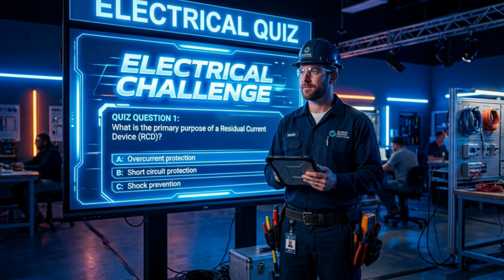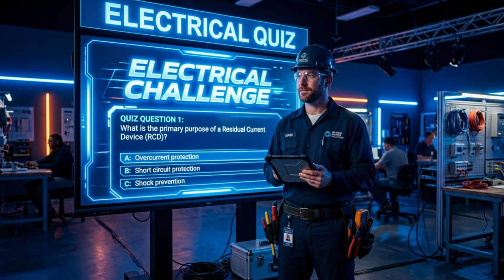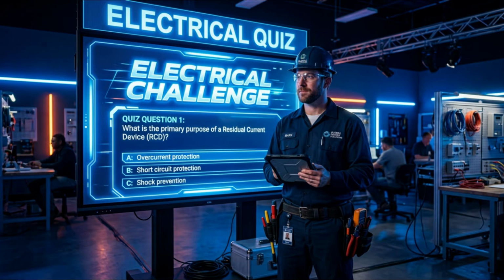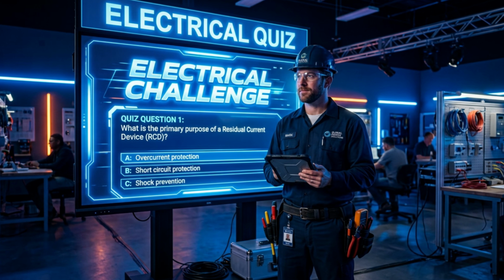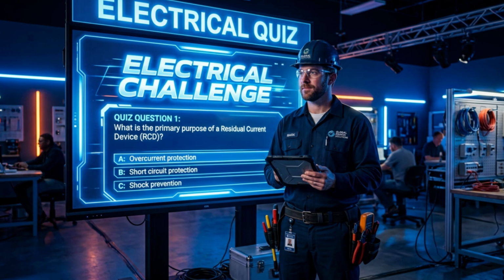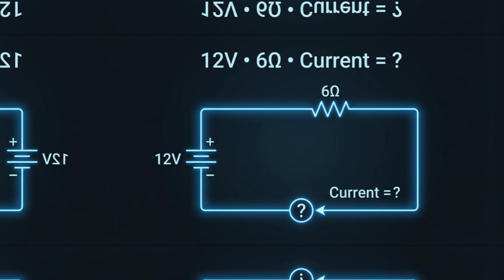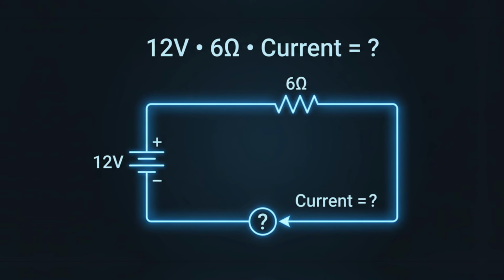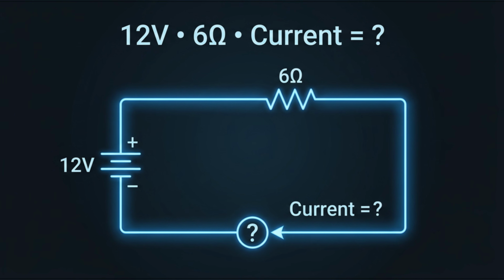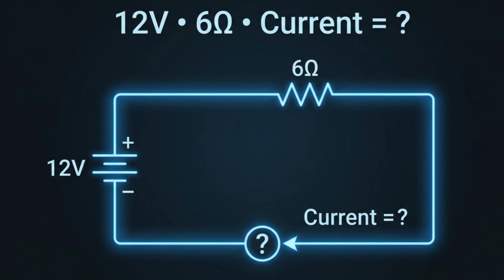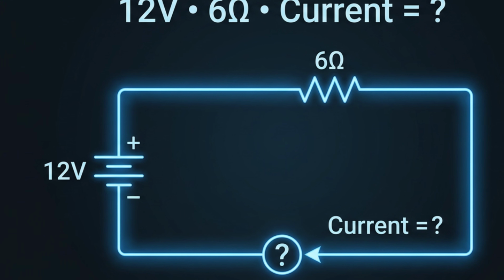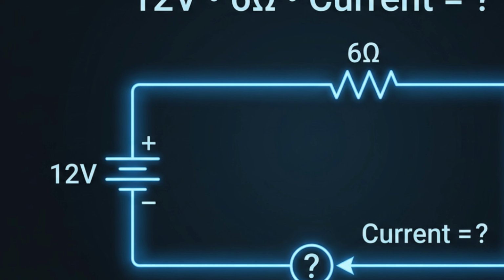Congratulations! You've learned the three most important electrical quantities: voltage, current, and resistance. Now let's see how much you've learned with a quick challenge. No calculator. Just think like an electrician. Question 1. A battery supplies 12 volts. The circuit has 6 ohms of resistance. How much current flows? Pause the video if you'd like a few seconds to calculate the answer.